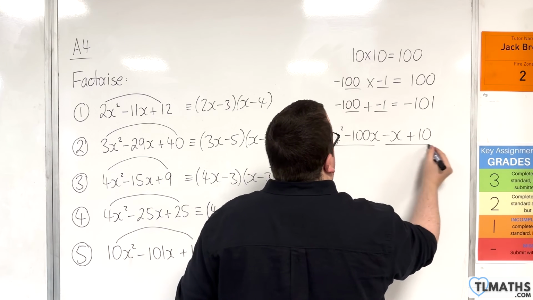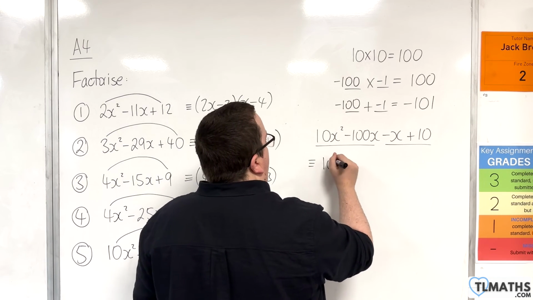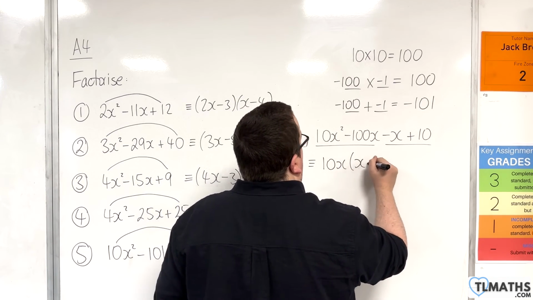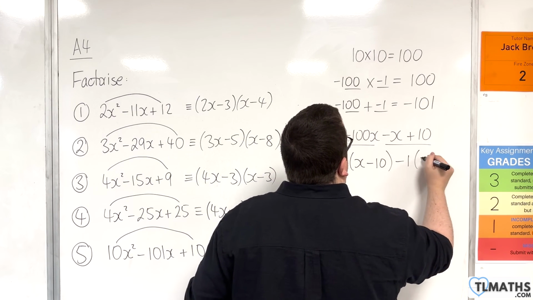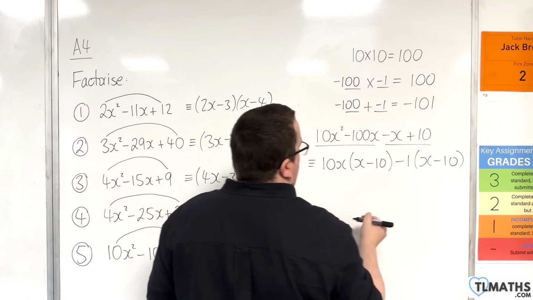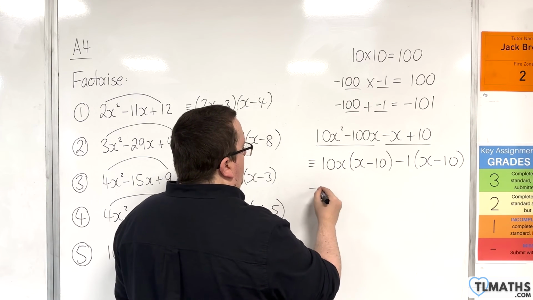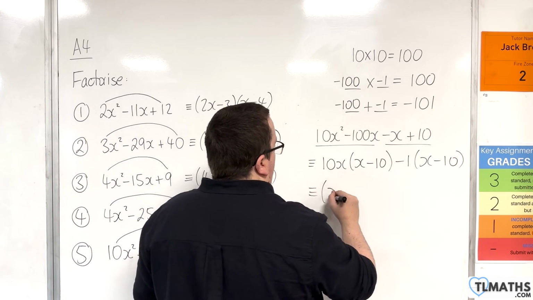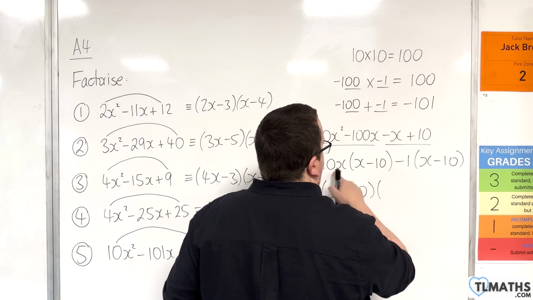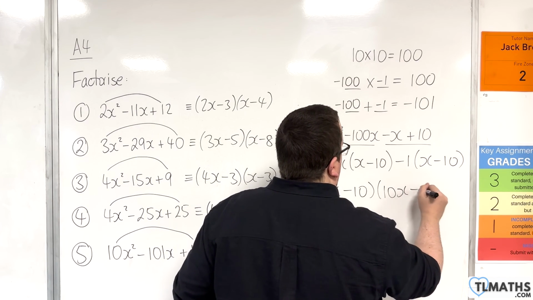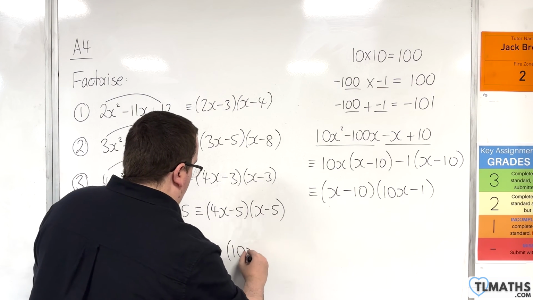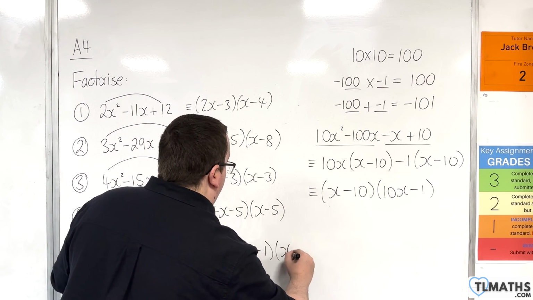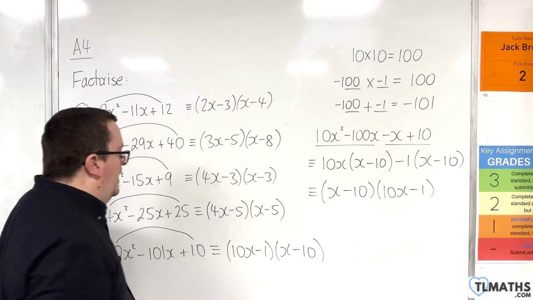So factor the first half, we'll have 10x and then x take away 10. Factor minus 1 out and we'll get x take away 10 there. Those two brackets are the same, so we know we're on the right path. X take away 10 is one bracket, 10x take away 1 is the other bracket. Okay, and we're done.